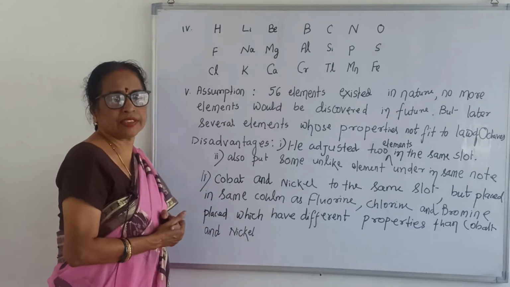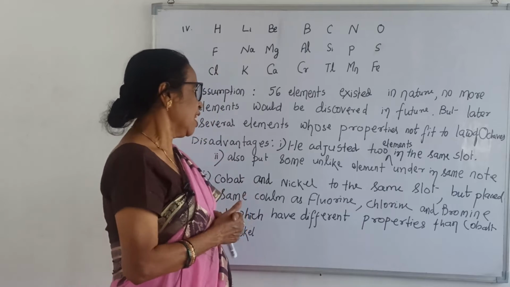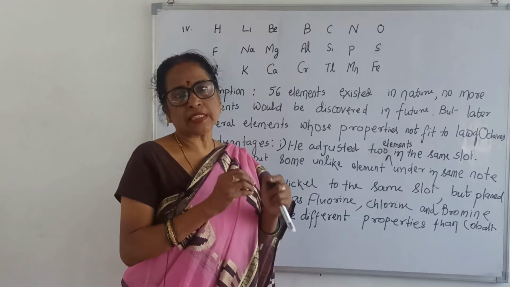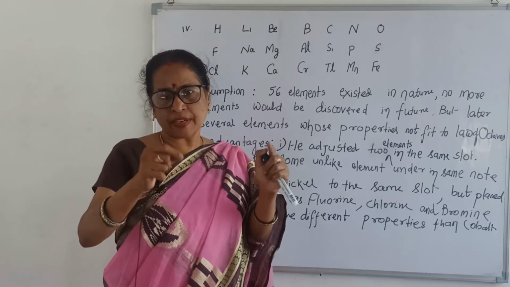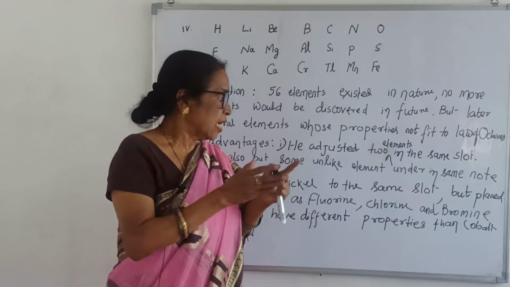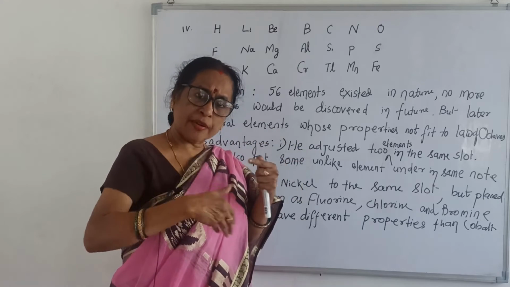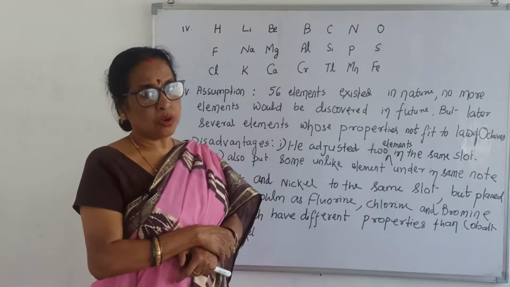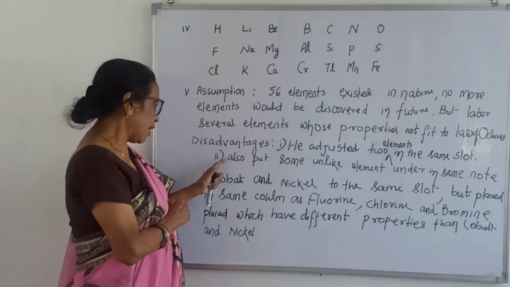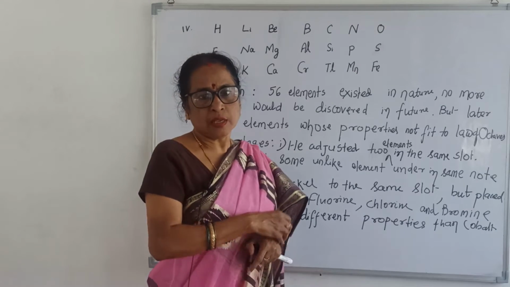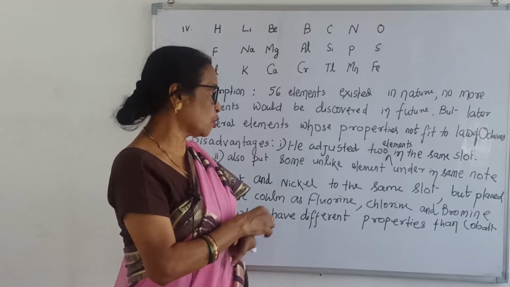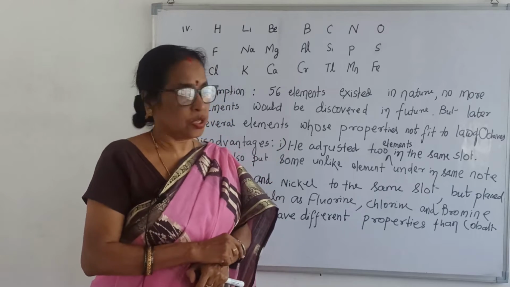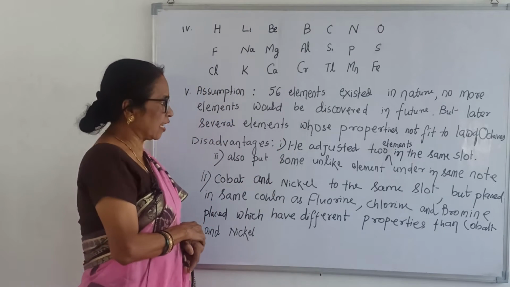And what are the disadvantages here? When elements were discovered, he adjusted 2 elements in the same slot. Slot means 1 to 8. After 8 there is an element with similar properties. Whenever an element was discovered, he adjusted it in the same slot, though they do not have similar properties. He also put unlike elements under the same slot, which means 1 to 8.